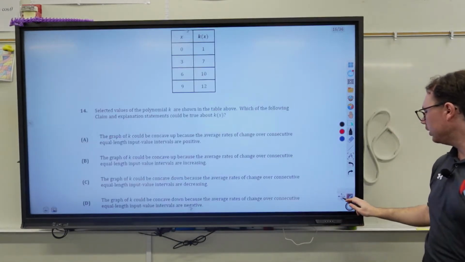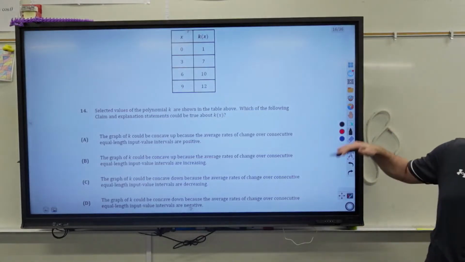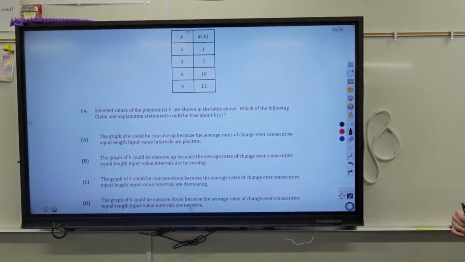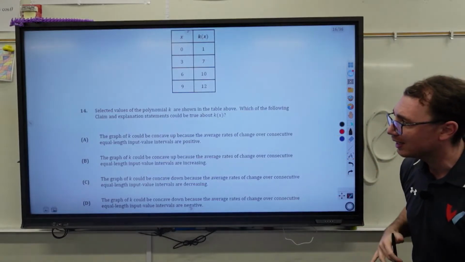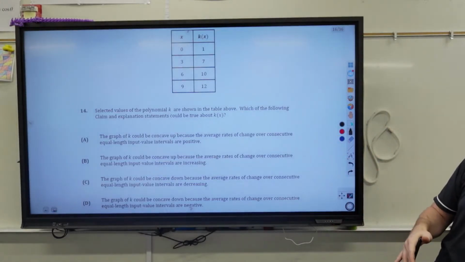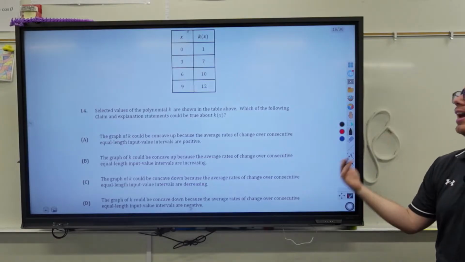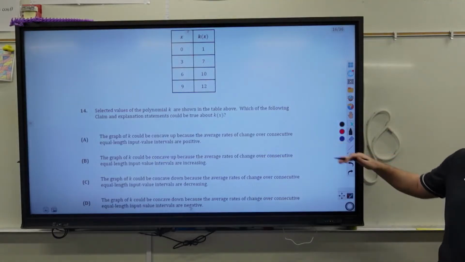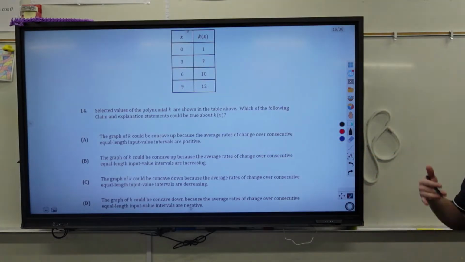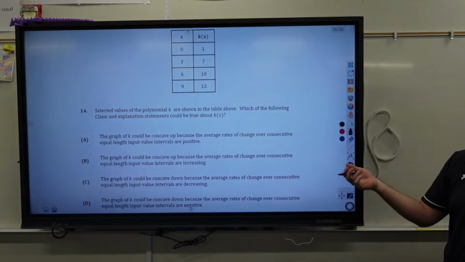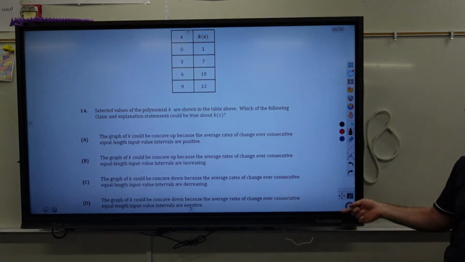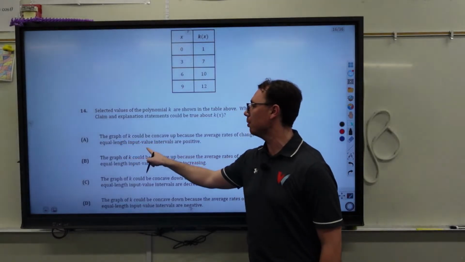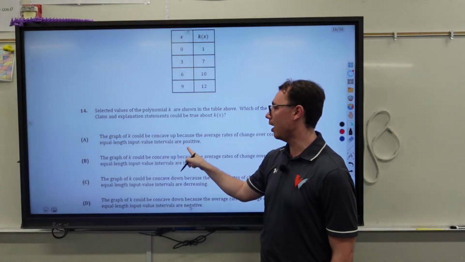Moving on to question 14 here. For question 14 itself, we want to select the values of the polynomial k are shown in the table above. Which of the claims and explanation statements could be true about k of x? For A here, the graph of k could be concave up because the average rate of change over consecutive equal length input value intervals are positive.